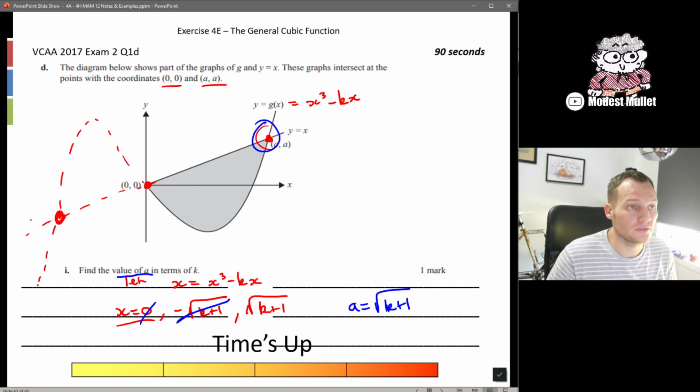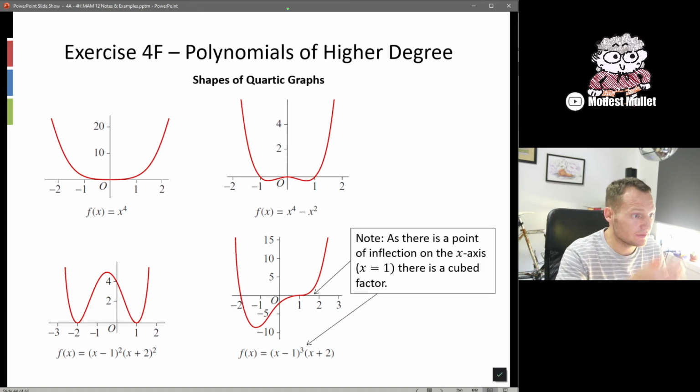So a nice short video, 8 minutes, just going through the remainder of that exam style question. In our next video, we'll start looking at polynomials of higher degree. So we'll be looking at quartics.